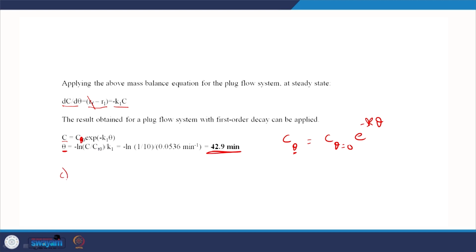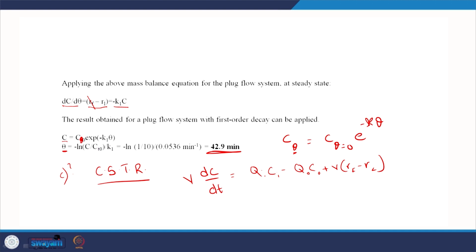We are in part C, we are going to calculate it for CSTR, or the continuously stirred tank reactor. So, here we are going to use the macroscopic equation. So, dC by dt is equal to mass coming in minus mass going out plus volume into rate of formation minus rate of loss. Here if it is at steady state, this is 0.